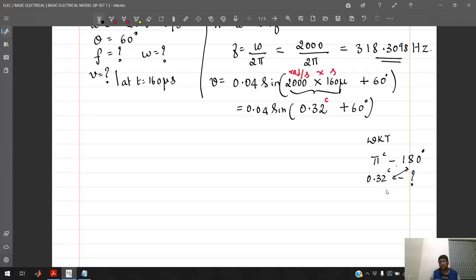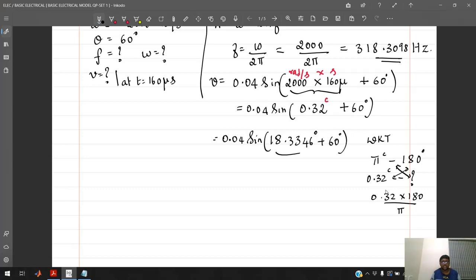So cross multiply and you will get the answer: that is equal to 0.04 sine of, if you convert it, so in degrees it will be 0.32 into 180 divided by pi, which will give you the answer in degrees. You are going to get it as 18.3346 degrees plus 60 degree.